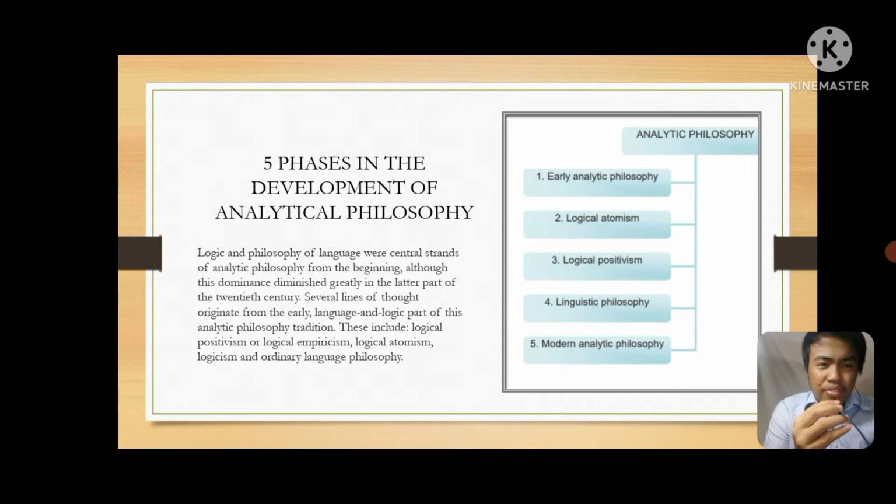So, logic and philosophy of language were central strands of analytic philosophy from the beginning, although this dominance diminished greatly in the later part of the 20th century. Several lines of thought originate from the early language and logic part of this analytic philosophy tradition. These include logical positivism or logical empiricism, logical atomism, logicism, and ordinary language philosophy.